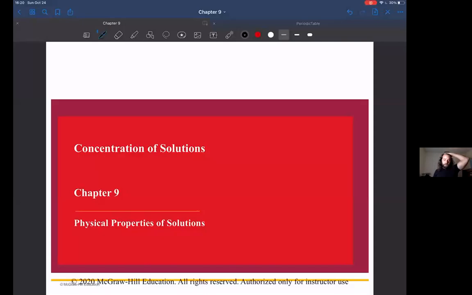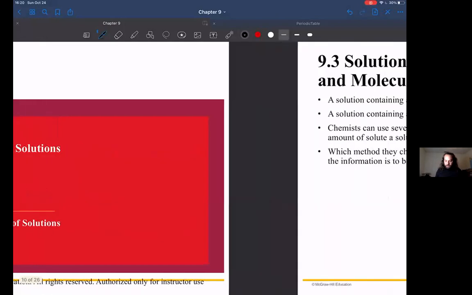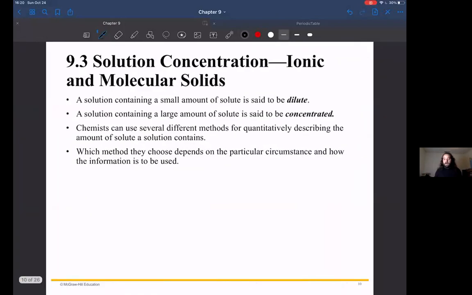All right, so now we're going to talk about the concentration of solutions. This is a way that we numerically talk about how concentrated the solute is within a solution, so how much solute is actually dissolved within a solution. We're going to put a number to it. We're going to quantify it, and we're going to learn how to calculate that.